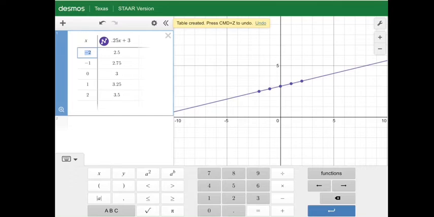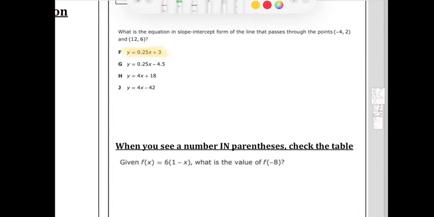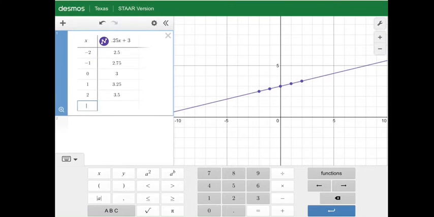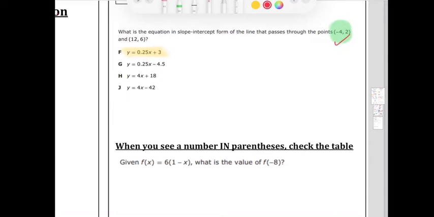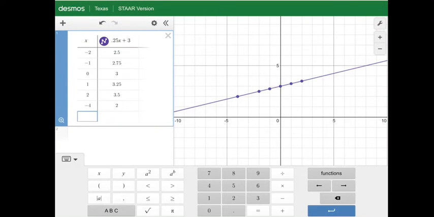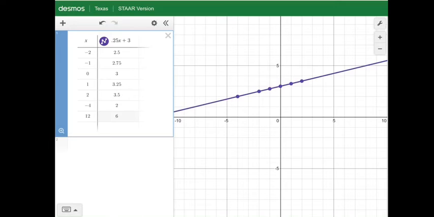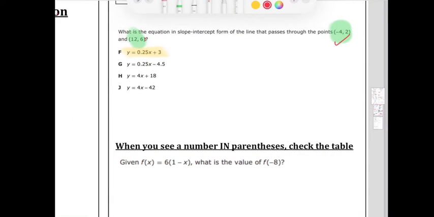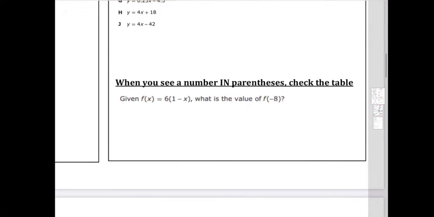I need the table, so I click the little circle. I click the table. What I need to see is that when x is negative 4, is the y 2? I don't see it yet, so I'm going to type at the bottom. When x is negative 4, yep, that y value is 2. So far, this one works. But let's check this. From the table, when x is 12, is the y 6? Yep, when x is 12, the y is 6. So therefore, this answer choice, this y equals, has both of these ordered pairs on its table, so the correct answer is F.